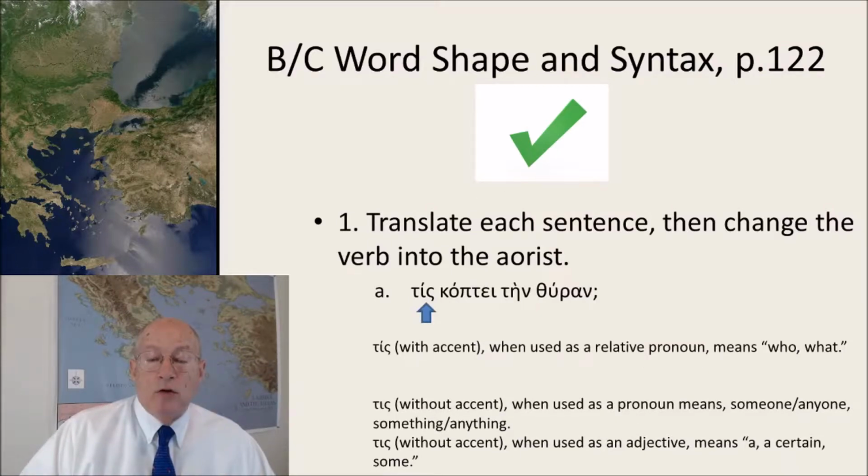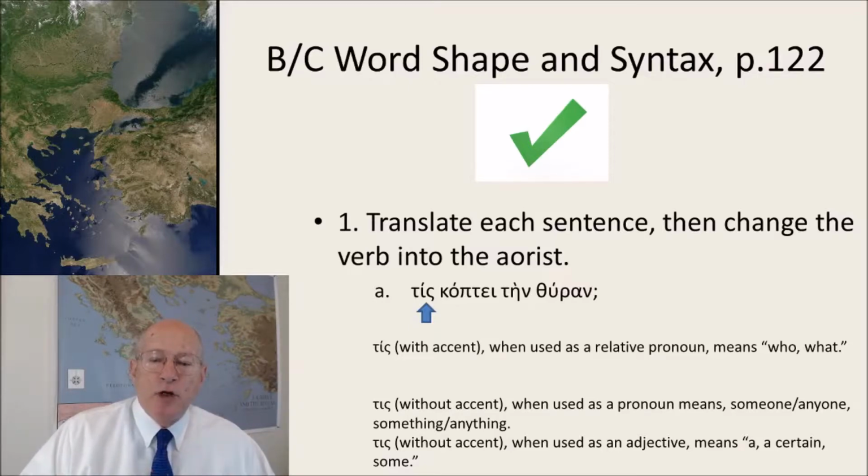All right, so we've got to translate this, and so that means we have to look at each word and figure out what each word means. And the first word is tis. And notice that there is an accent on the second letter of the word, the iota, and that's very important. Now this word with an accent and used as a relative pronoun means who, what, or which. And in the context of this sentence, it means who.